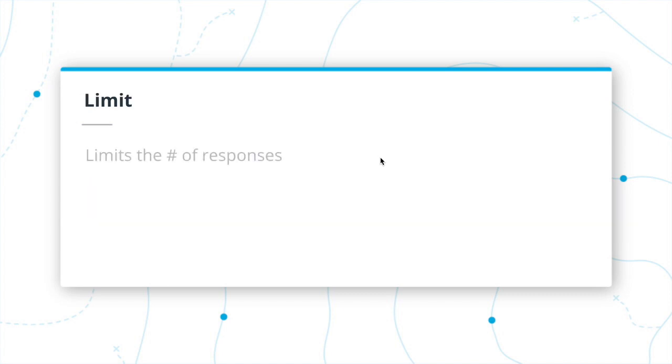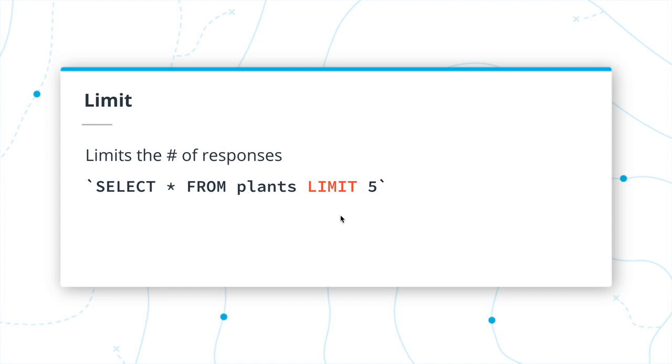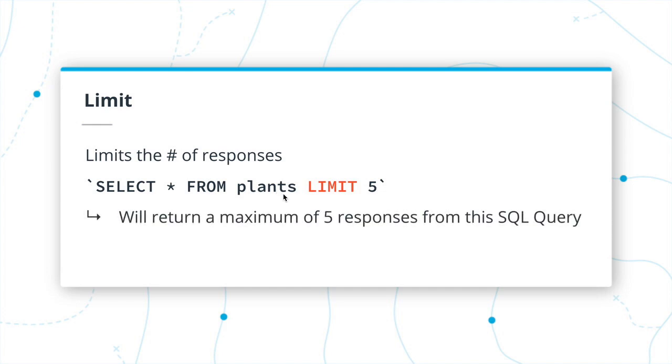Another is limit. Limit limits the number of responses from a query. Now, we can run a command like this that would limit the number of responses to 5, even if our plants table eventually had hundreds of rows. Now, this won't be super helpful because, again, rows in a table aren't ordered. So limit is usually used with an ordering word, which we'll cover later. But the important thing is that this query will return a maximum of 5 rows.